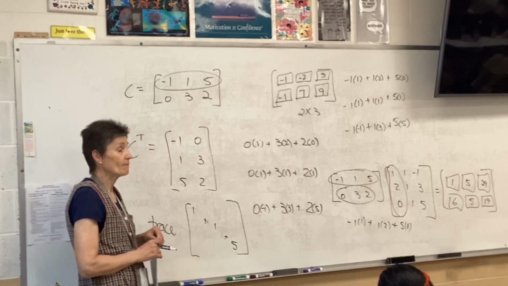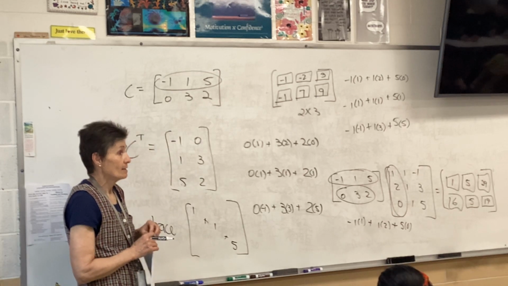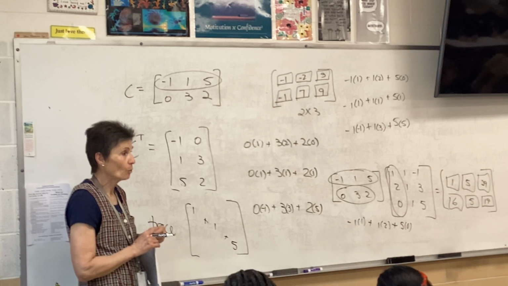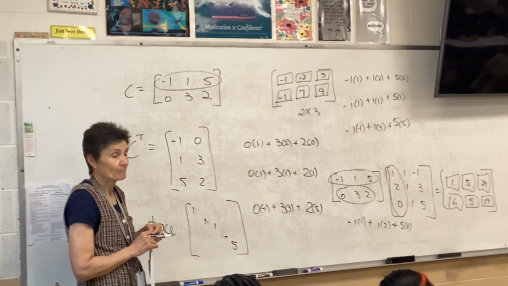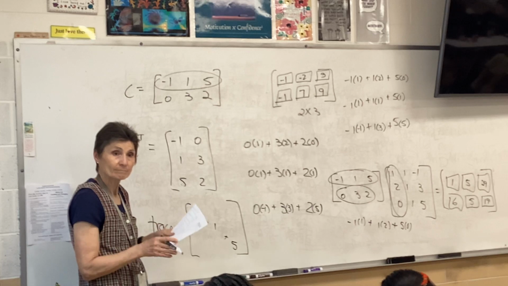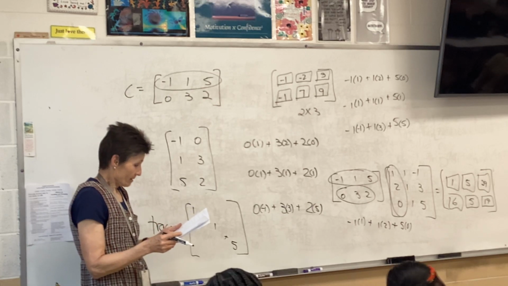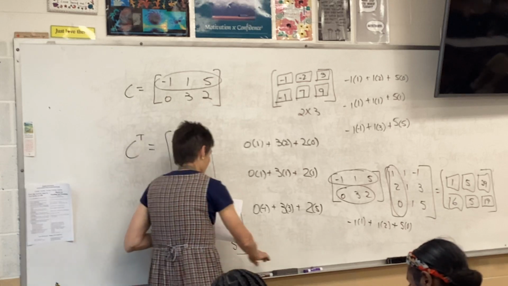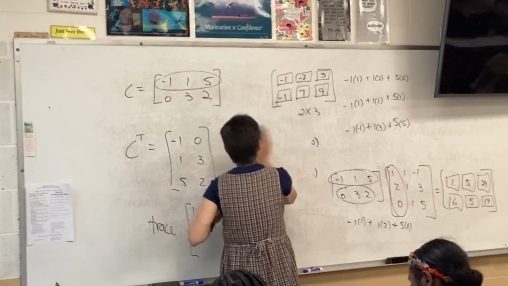So the trace of this matrix is 7. None of the other numbers matter when we're doing trace. Only those numbers matter. Okay? Done. So all that was number 7. All right, now we're on to number 8.